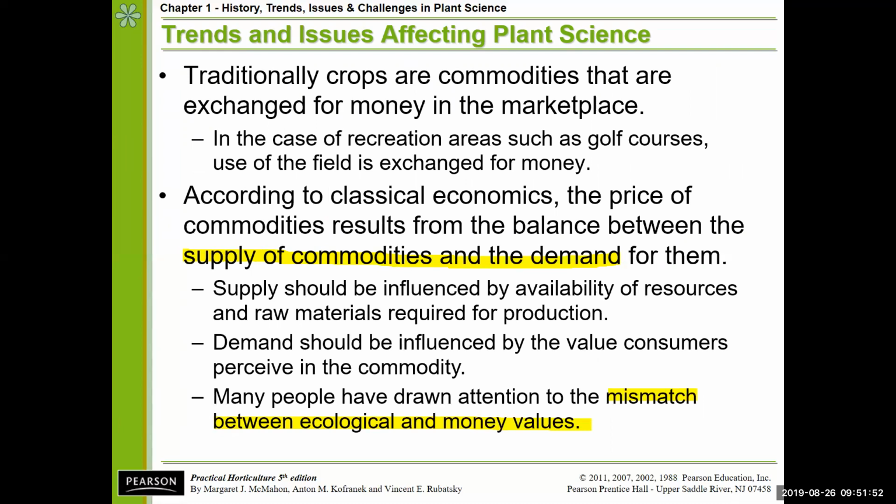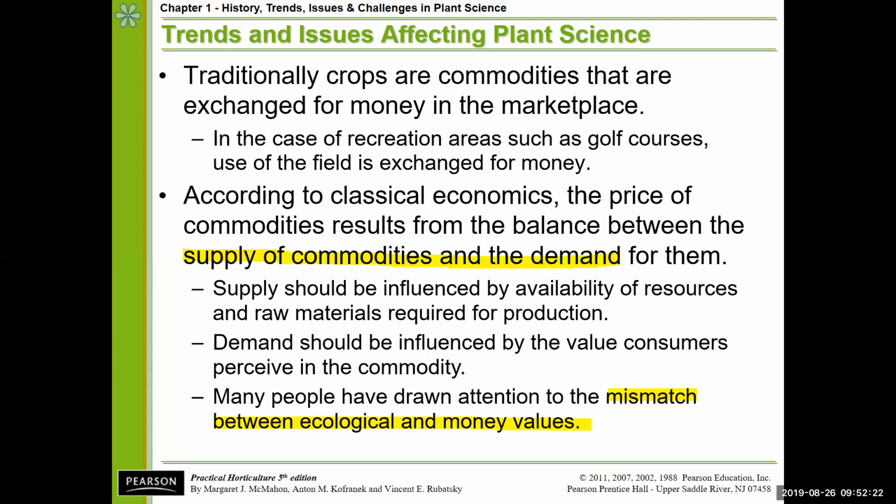So do we have any golfers out there? Anyway, if you play golf, you're paying not necessarily for a product, right? Although of course you are for the golf balls and clubs, et cetera, but you're paying for the use of this maintained turf field, basically. That's kind of this gray area where horticulture comes in and where it changes the economics.